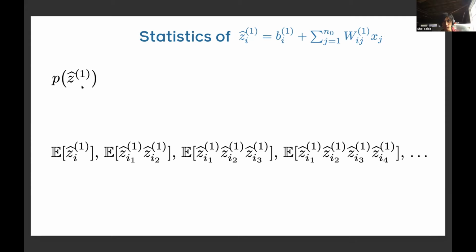Analyzing the distribution is the same as analyzing all the moments. If you know all the moments of the random variable, then you do know the distribution. So you have the first moment, or the 1-point correlator, then the second moment, or 2-point correlator, third moment, fourth moment, and so on. In this specific setup, since I distribute the biases and weights symmetrically around zero, the first and third moments vanish. So you can now look at the second moment, fourth moment, all the even moments.